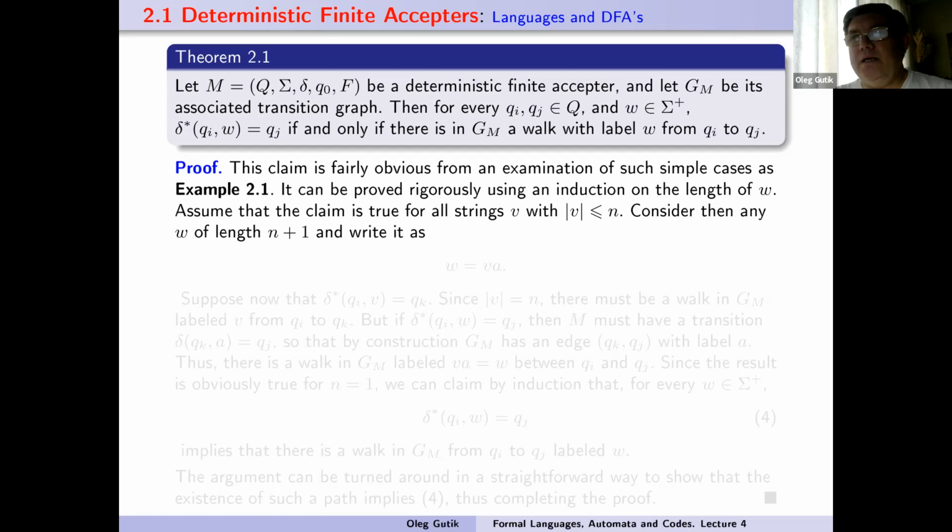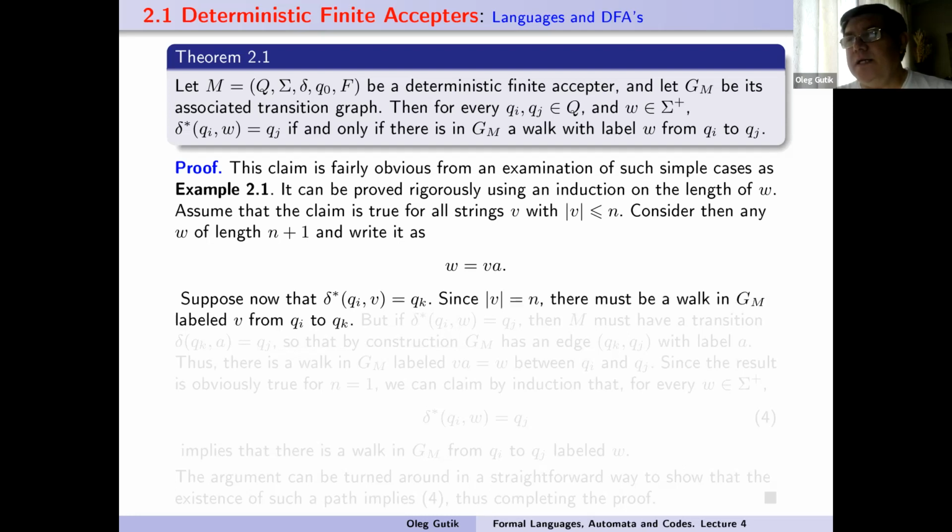Consider any string w of length n+1 and write it as w = va. Suppose now that delta star of (q_i, v) is equal to q_k. Since the length of the word v is equal to n, there must be a walk in the graph G_M labeled by v from vertex q_i to q_k.